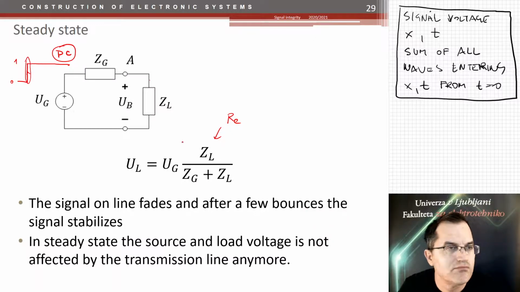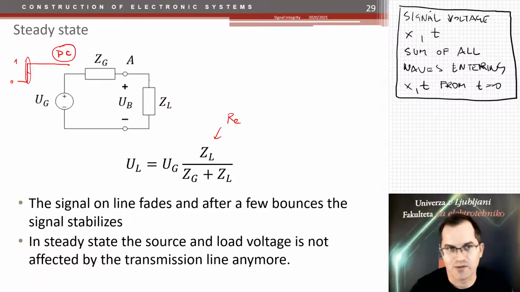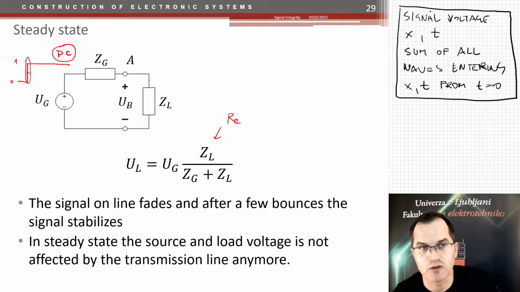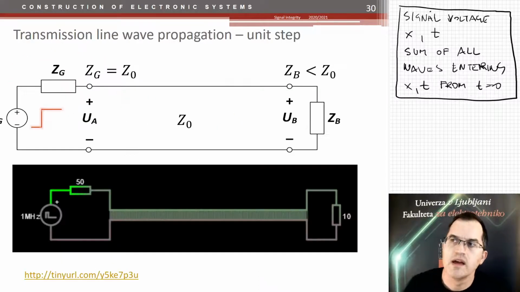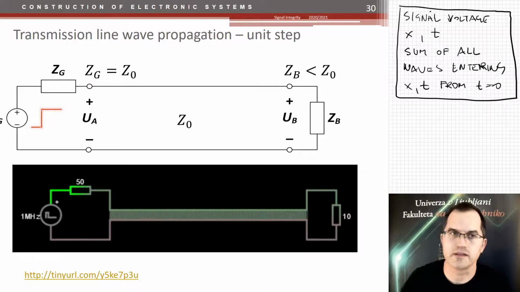And that's it. So let me show you a few examples now, since we all know how the signal propagates. We know how the initial voltage builds up. We know how it bounces from the source and the load side. And at the end, we know what the steady state voltage is. So that's the first case.